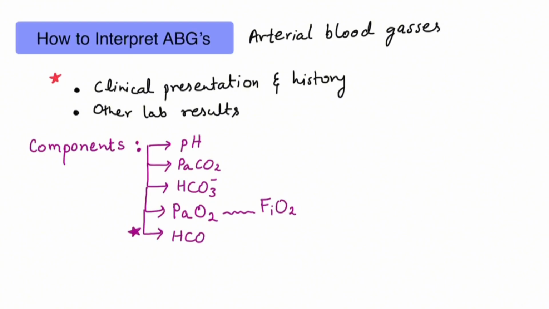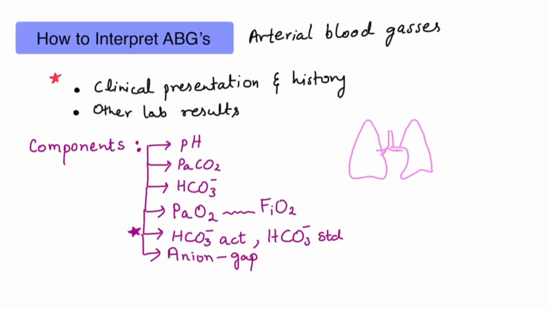So we look at pH, partial pressure of carbon dioxide, bicarbonate level, partial pressure of oxygen in relation to FiO2. Then we have a few important things like bicarbonate actual and bicarbonate standard, and then we have anion gaps as well.